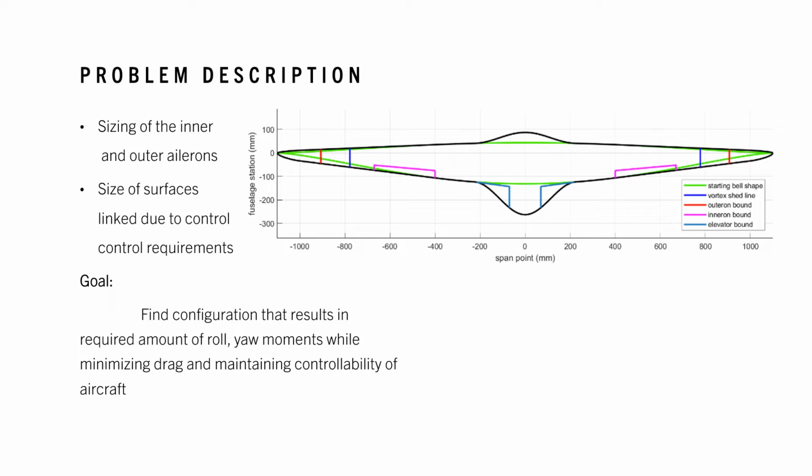And one important thing to note about this problem is that due to how the aircraft controls itself, the sizing of the two surfaces is linked together. So the size of one will affect the size of the other.